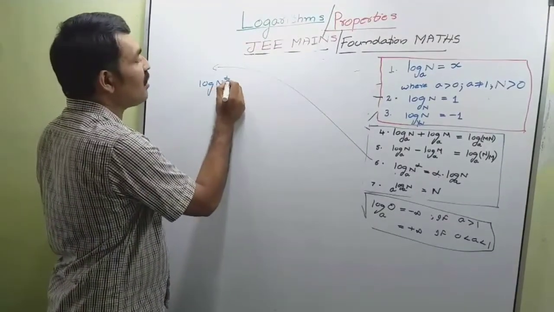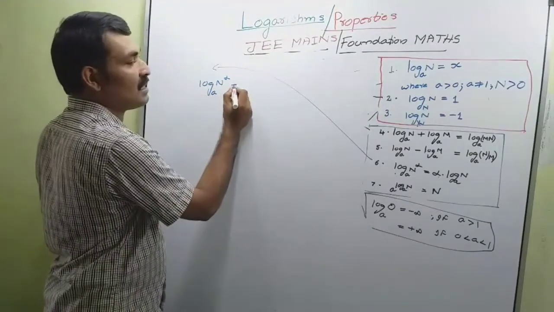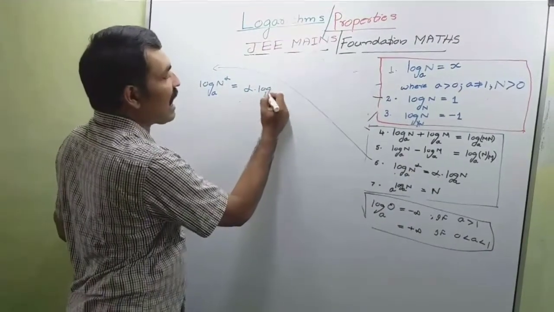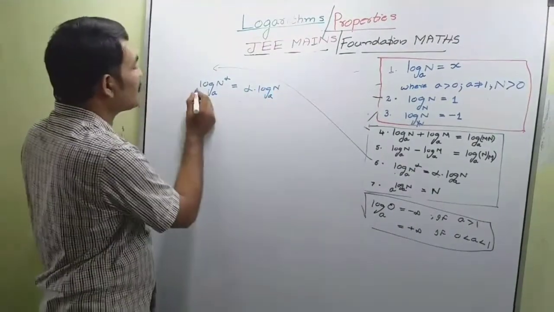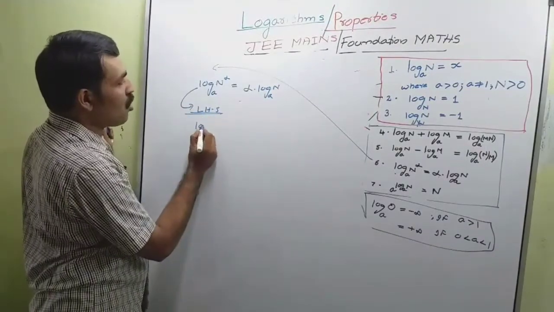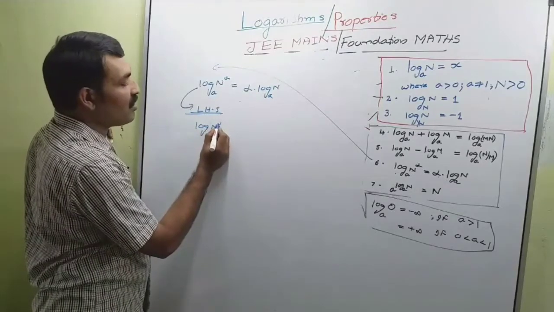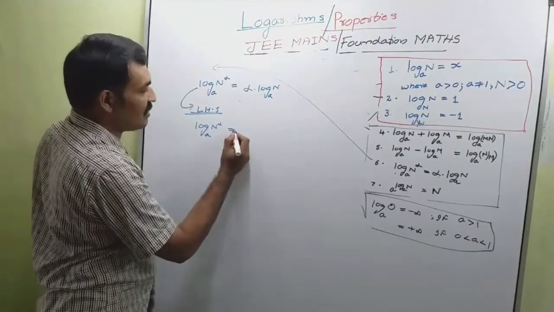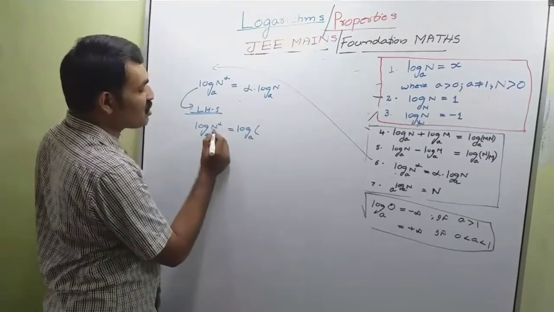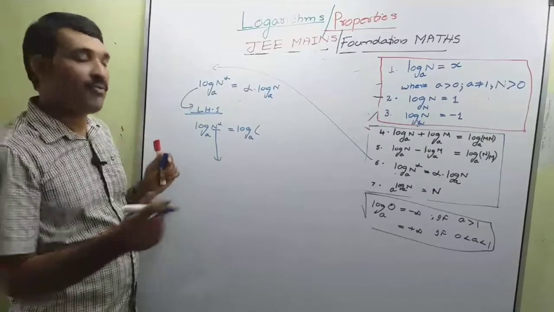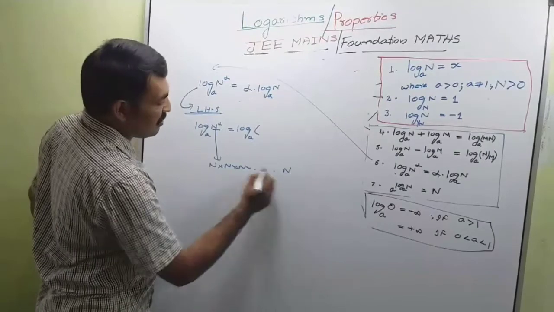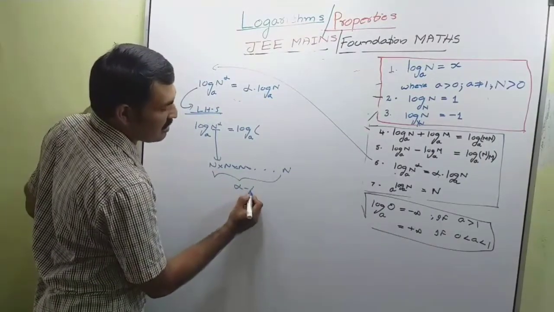Now, our sixth property is log n raised to alpha to the base a is equal to alpha into log n to the base a. Now consider the LHS. We can write LHS as log n raised to alpha to the base a. This is equal to log a is the base, n raised to alpha means n multiplied alpha times, that is n into n into n into up to n. This is alpha times.